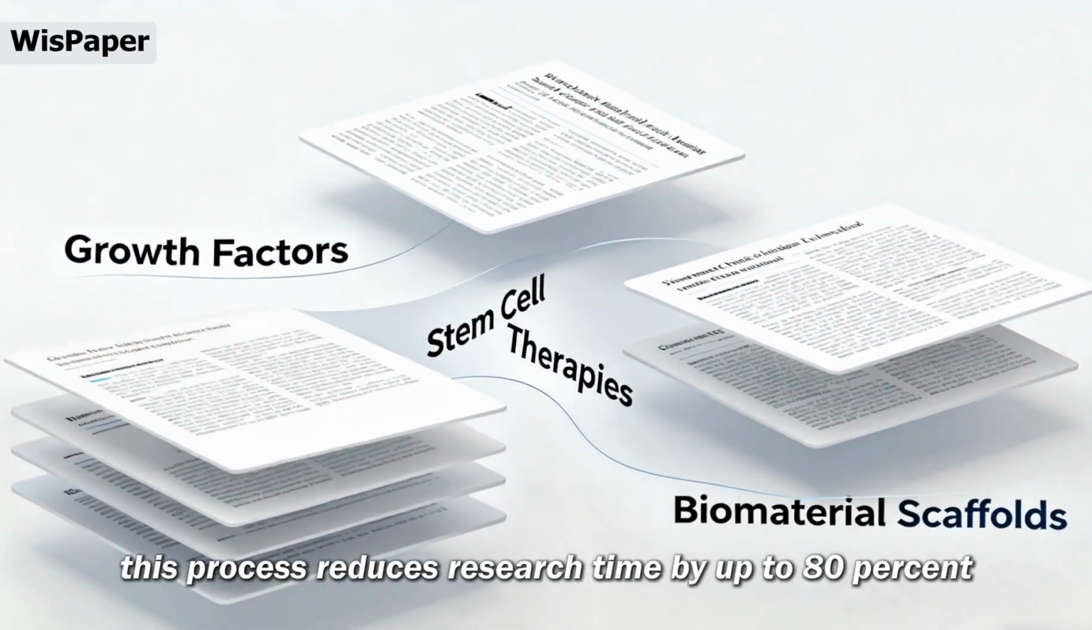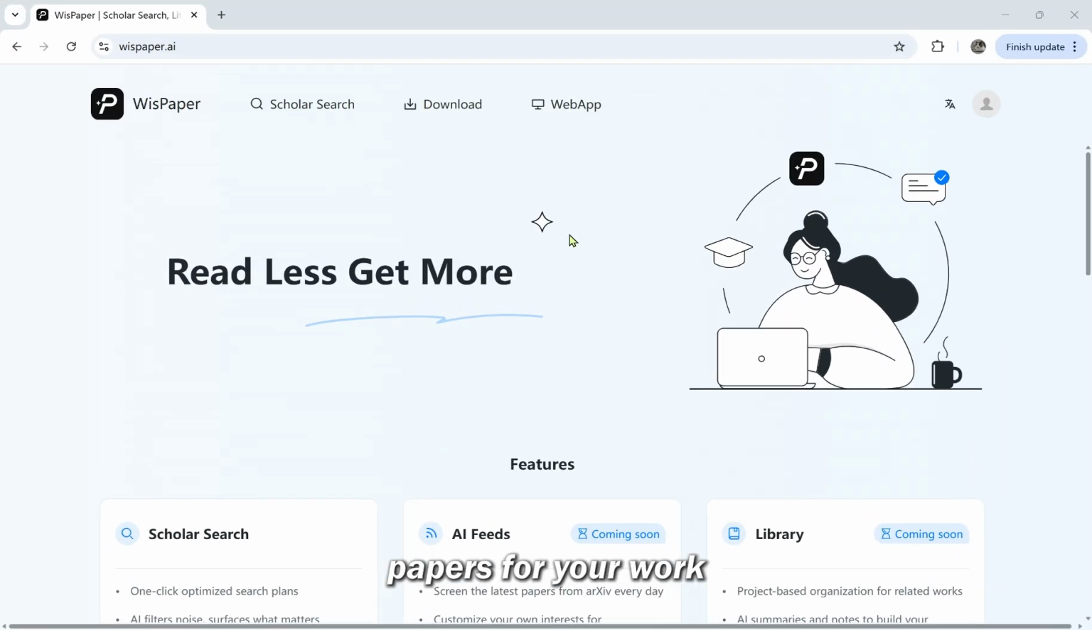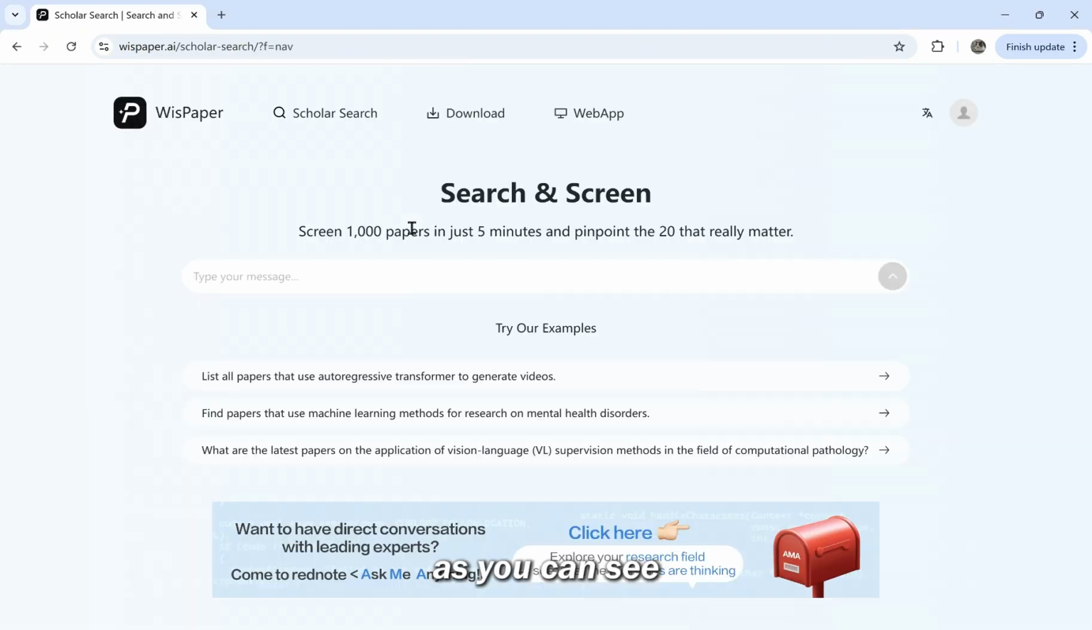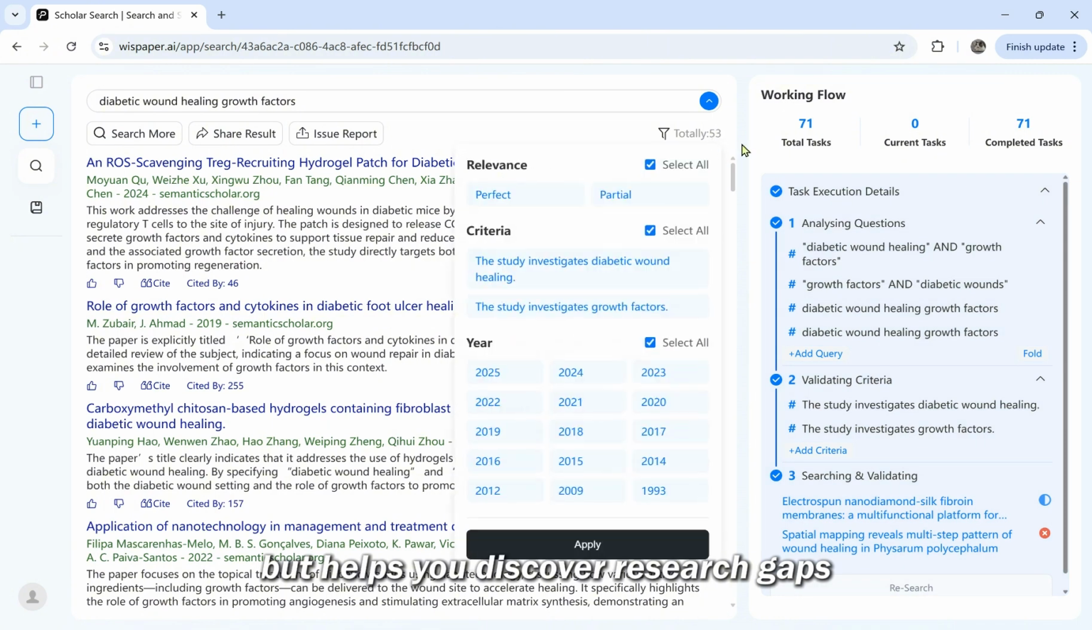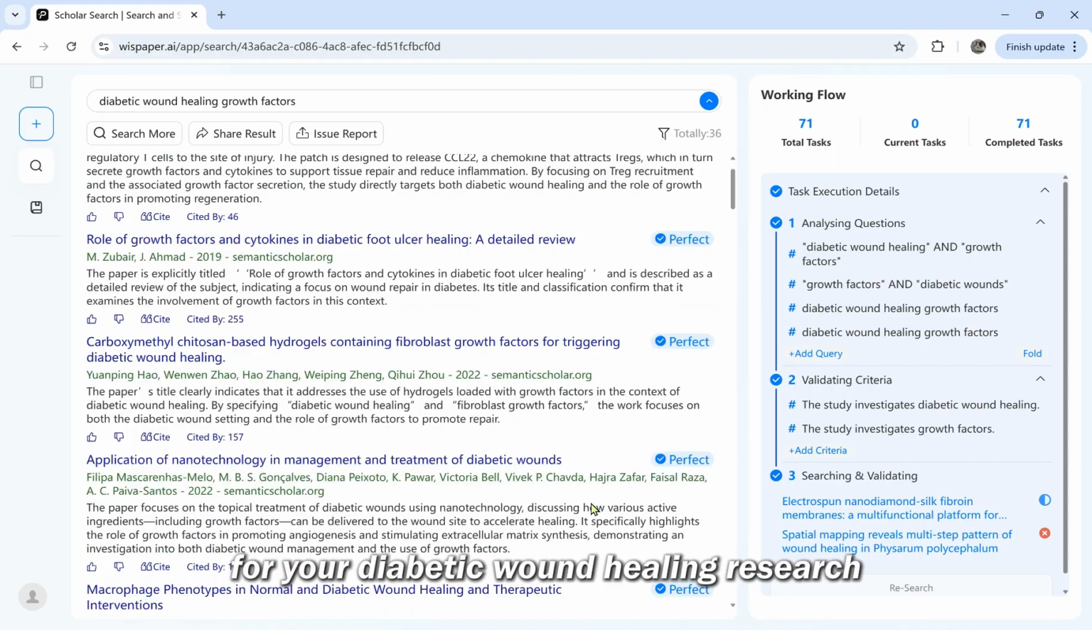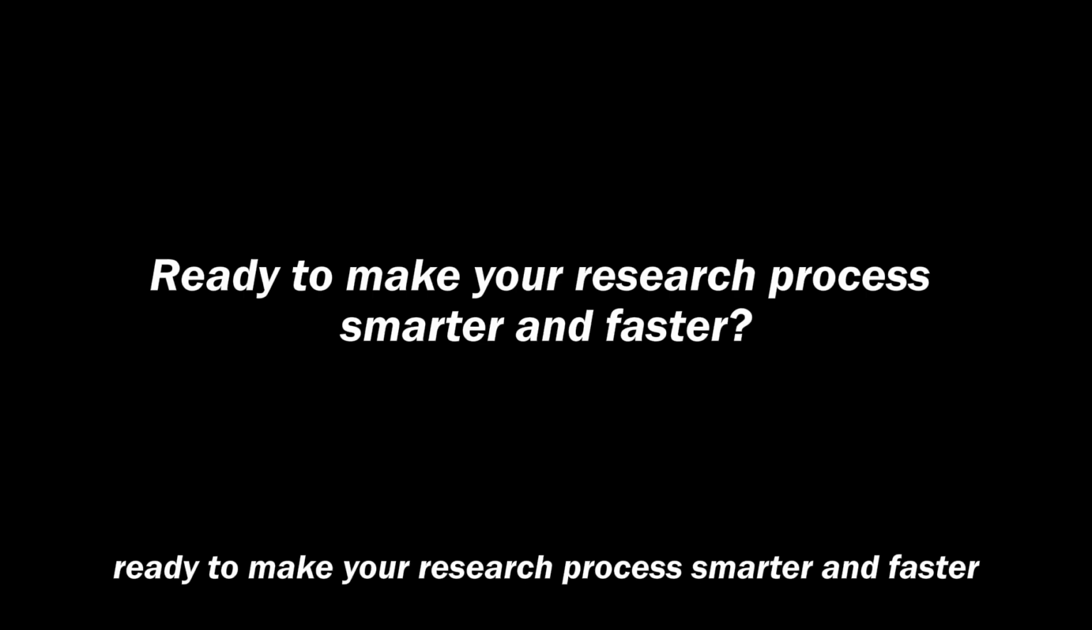This process reduces research time by up to 80%. Filtering out irrelevant studies and highlighting the most impactful papers for your work. As you can see, WisPaper not only saves you time, but helps you discover research gaps, follow trends, and identify the most impactful studies for your diabetic wound healing research. Ready to make your research process smarter and faster?